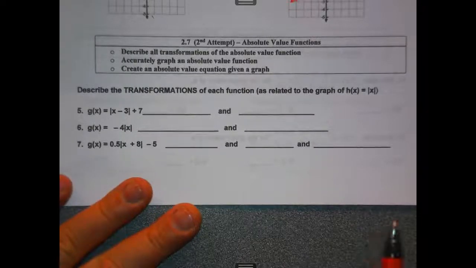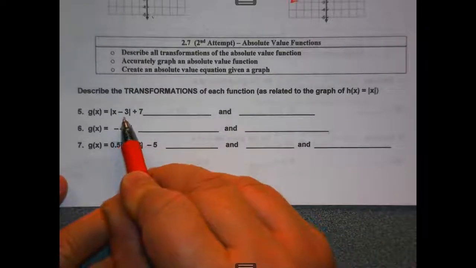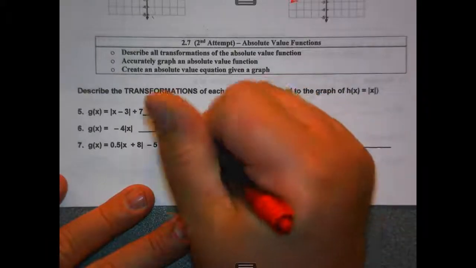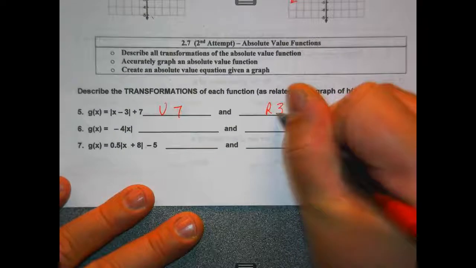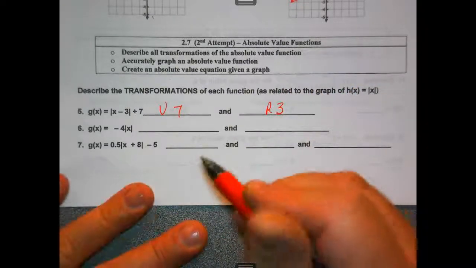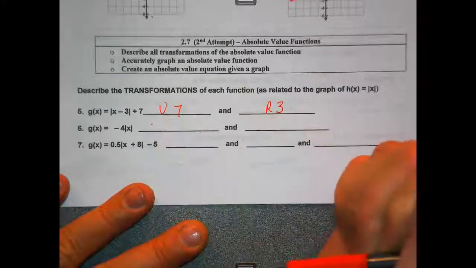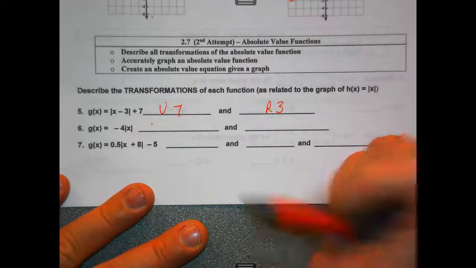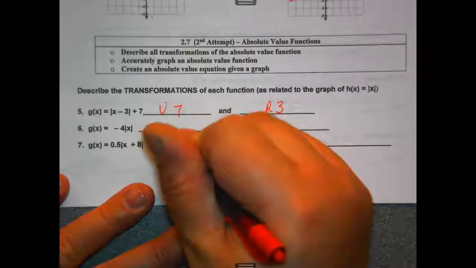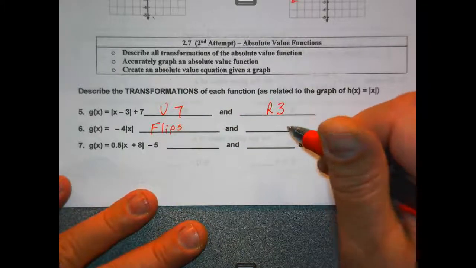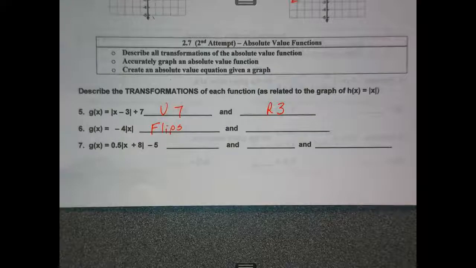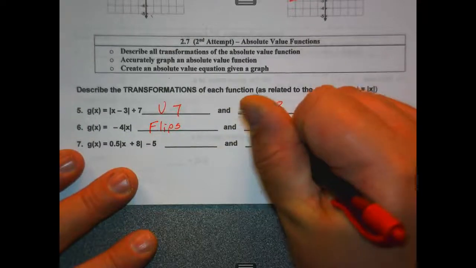All right, transformations. Which way is this guy going? Up 7. Beautiful. How about number 6? Flips. Now, we remember this is where it gets opposite the radical functions we just studied. It's going to get narrower. Good.